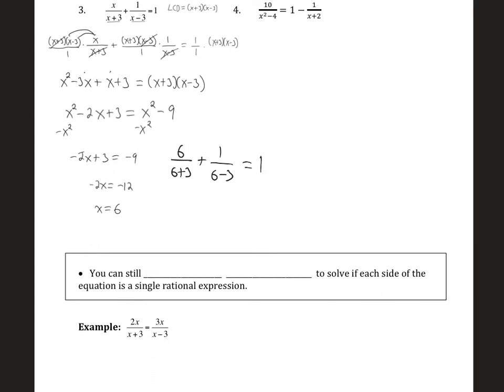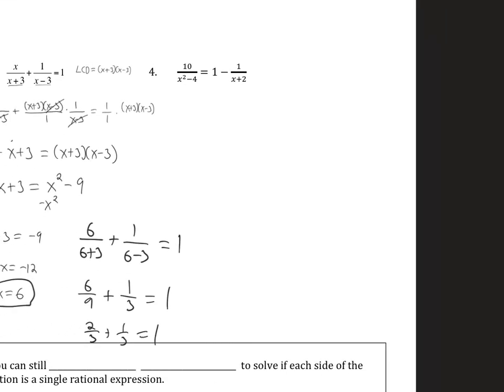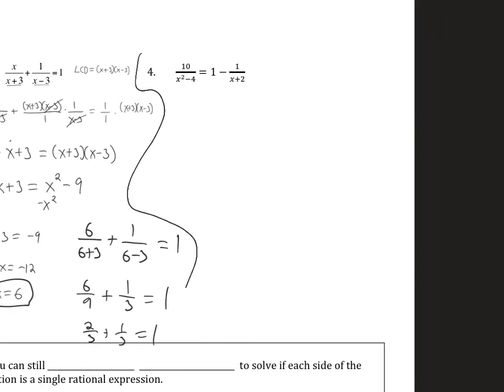Well, that's going to be 6 over 9 plus 1 over 3 equals 1. And that's 2/3 plus 1/3 equals 1. Does 2/3 plus 1/3 equal 1? It does. It reduces 6/9. So x equals 6 is going to be an actual solution. All right, last one for this section.